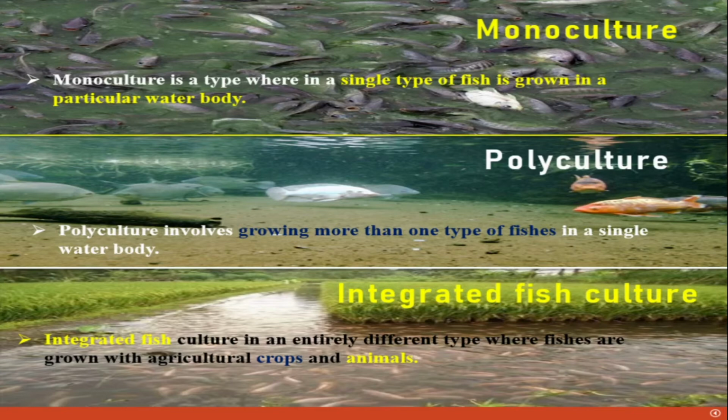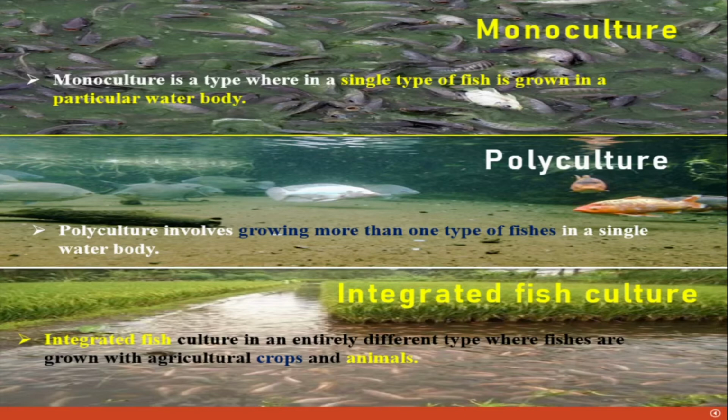Particularly in this monoculture, we can grow a single type of fish or single type of species. Then what is polyculture? Polyculture is nothing but growing more than one type of fish, which means two or three. In a single pond, we can grow or rear or culture two or more fishes, more species. Then what is integrated fish culture?